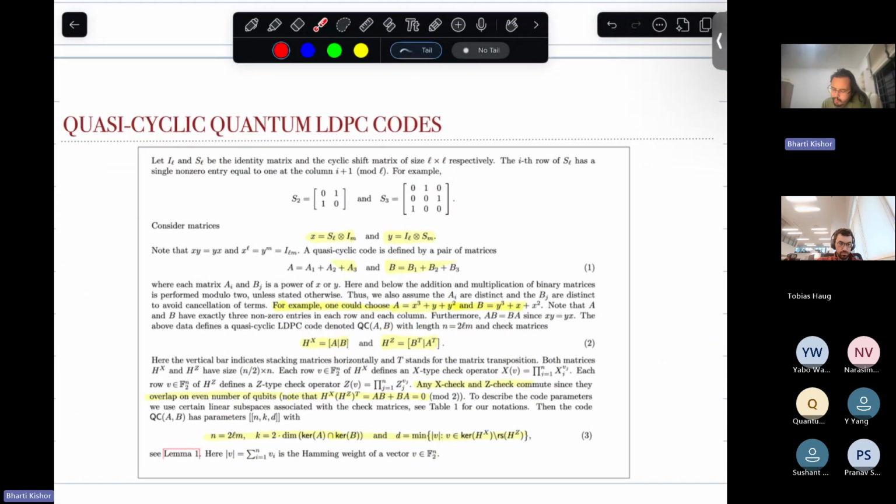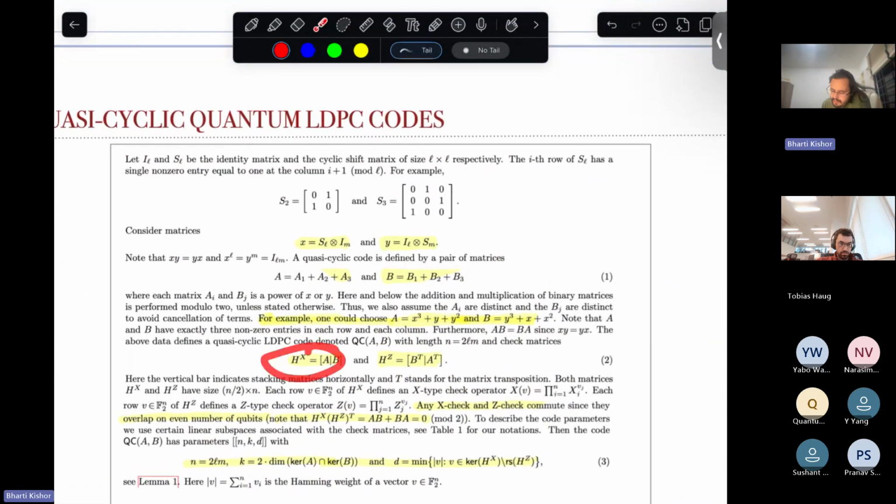And to construct these codes, which are basically CSS codes, you need two variables, x and y. So that's why these are called bivariate bicycle codes. And bicycle because the parity check matrix has this two block structure. There's a matrix, and there's another matrix. They have the two block structure. So that's why it was called the bivariate bicycle code.